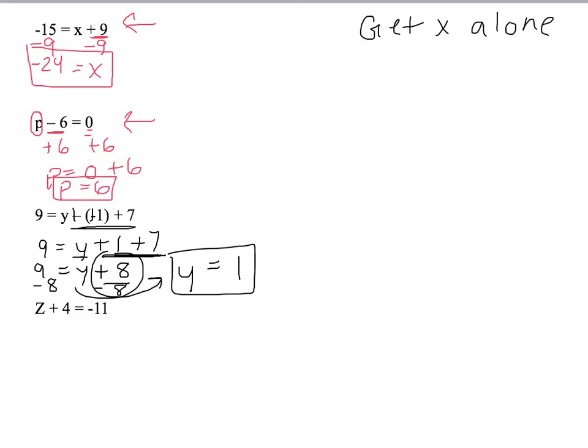Okay, and our last example, we have z plus 4 equals negative 11. So our goal is to get our variable alone, which is this z. We have plus 4 on this side, negative 11 on the other side, but we need to get rid of this plus 4. So we're going to subtract 4, because plus 4 minus 4 would equal 0, which would give you just z on this side. And since you subtracted 4 from the left side, you also have to subtract 4 from the right side. So that gives you negative 15.